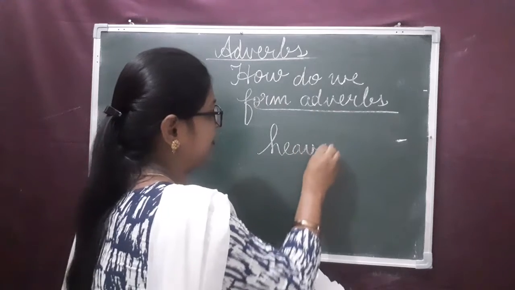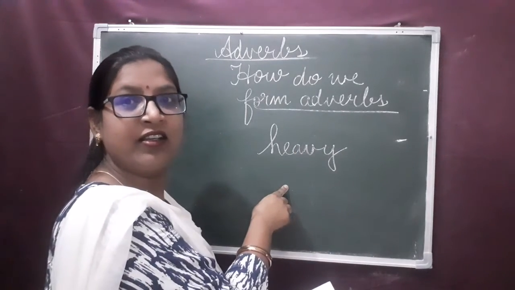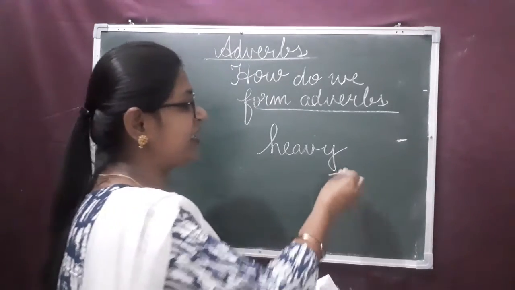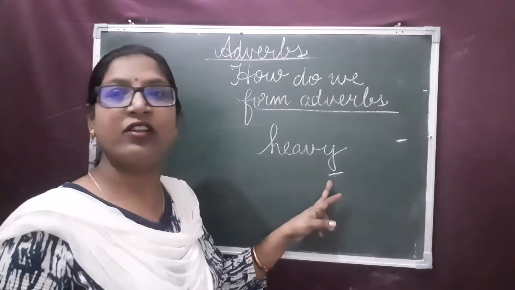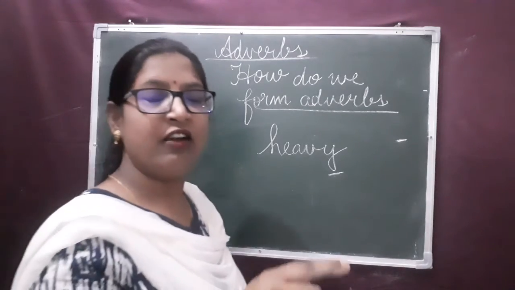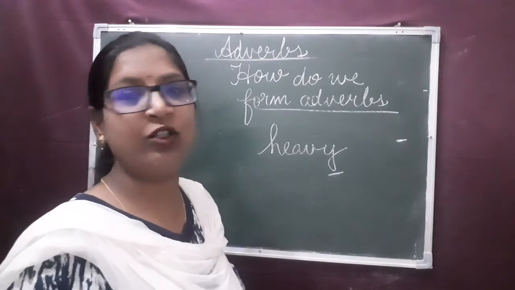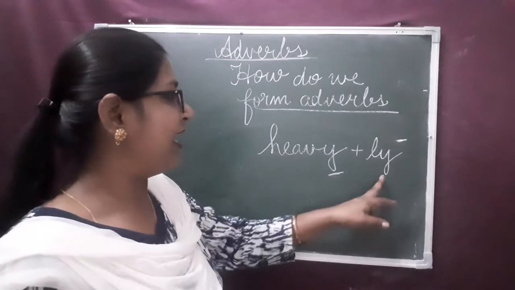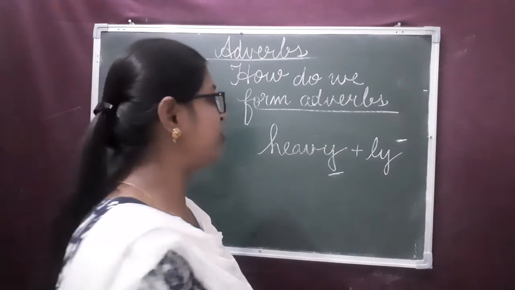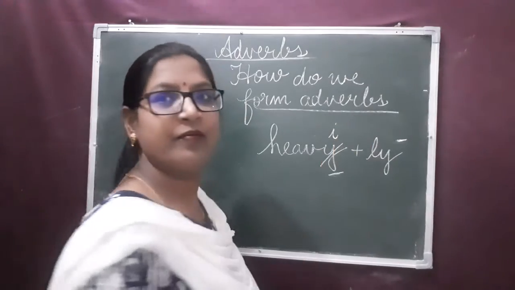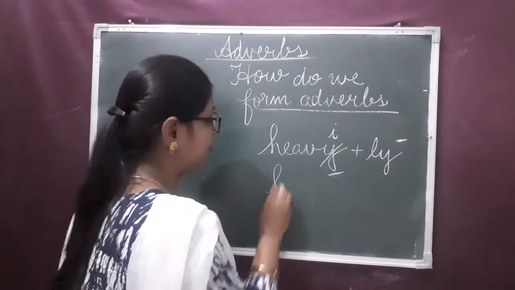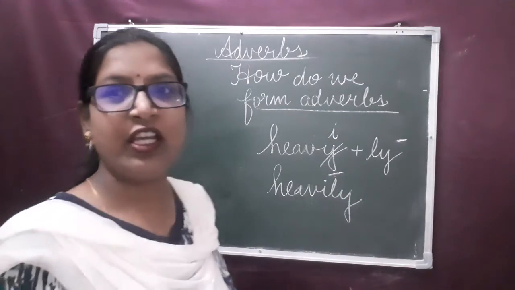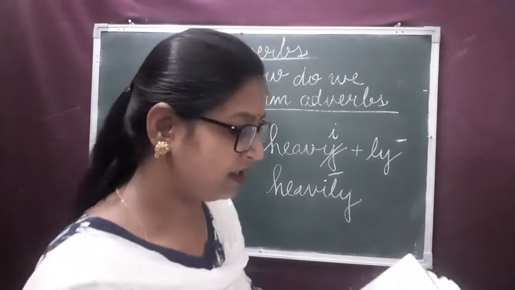Heavy. Dear children, it is an adjective and it is ending with y. We have to change this word into an adverb by adding ly with it. Clear? When we add ly with it, this y will be changed into i. So the word we get is heavily. Likewise, we form the adverbs.